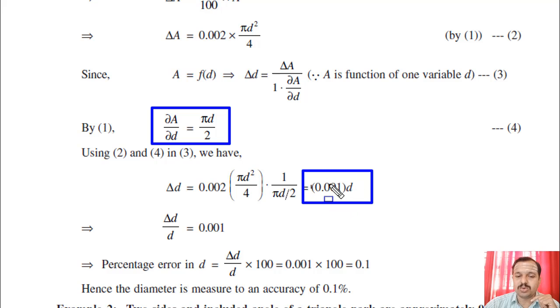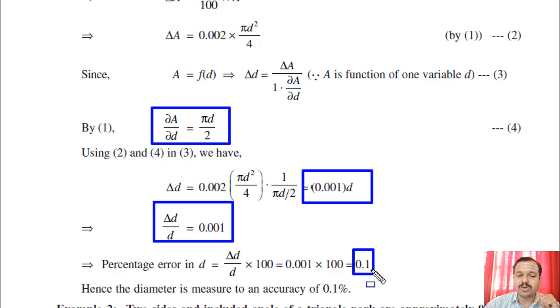Now let us take this to the other side. So error in d divided by d becomes the relative error in d. So relative error in d is equal to, the only thing remaining on RHS, 0.001. Now to calculate the percentage error, relative error is to be multiplied with 100. So relative error multiplied by 100 gives us the percentage error in d. Percentage error in d is 0.001 into 100. If you simplify this, the answer is going to be 0.1. So percentage error in d will be 0.1.